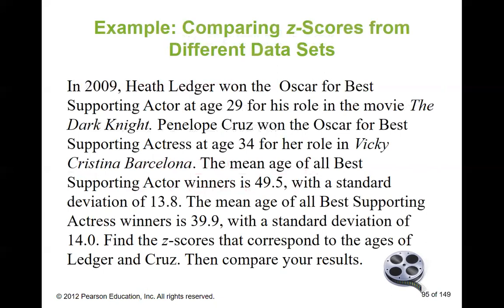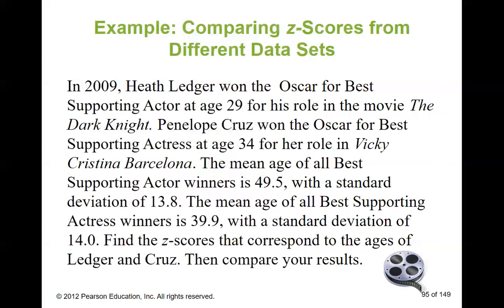2009, Heath Ledger won the Oscar for Best Supporting Actor. He was 29 years old. Penelope Cruz won the Oscar for Best Supporting Actress. She was 34 years old. The mean age of all Best Supporting Actor winners is 49.5, and the standard deviation is 13.8. The mean age of all Best Supporting Actress winners is 39.9, and the standard deviation is 14.0.